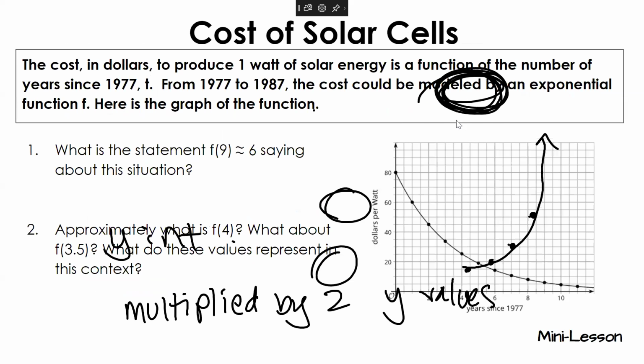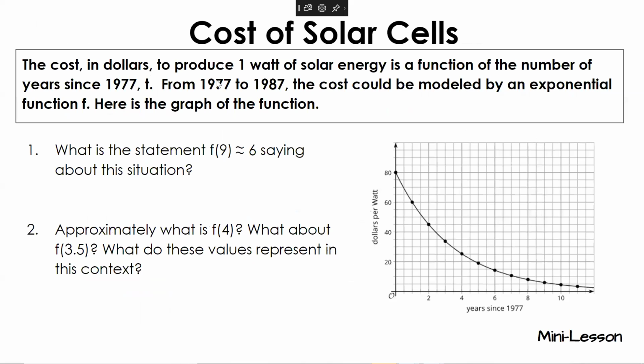All right, so we're really going to focus on interpreting in context. Okay, so the cost in dollars to produce 1 watt of solar energy is a function of the number of years since 1977. From 1977 to 1987, the cost could be modeled by an exponential function. Here's the graph of the function. So what is the statement f of 9 equals 6 saying about the situation?